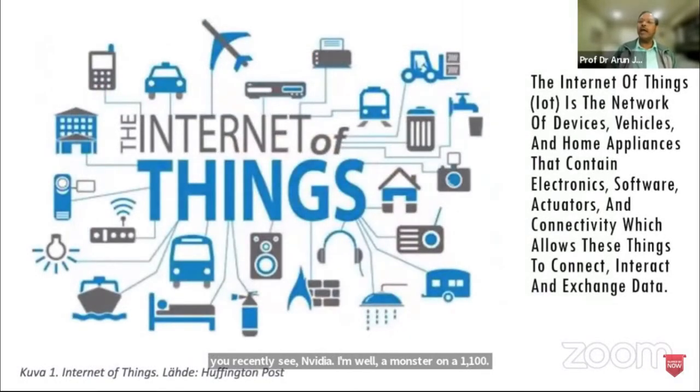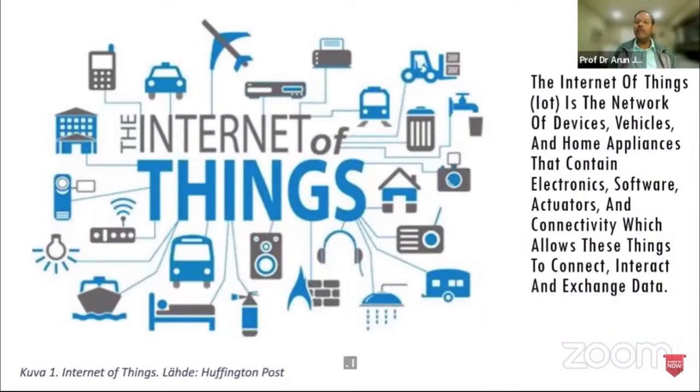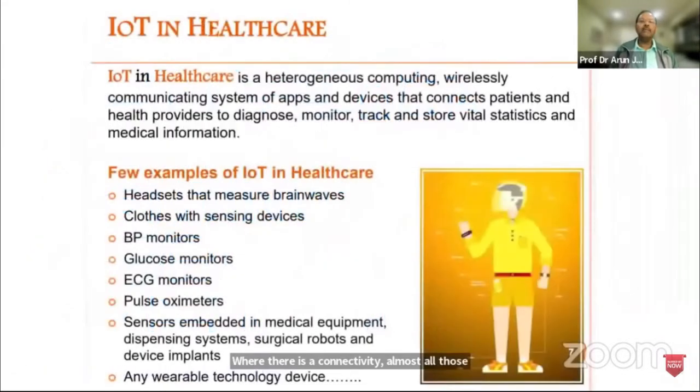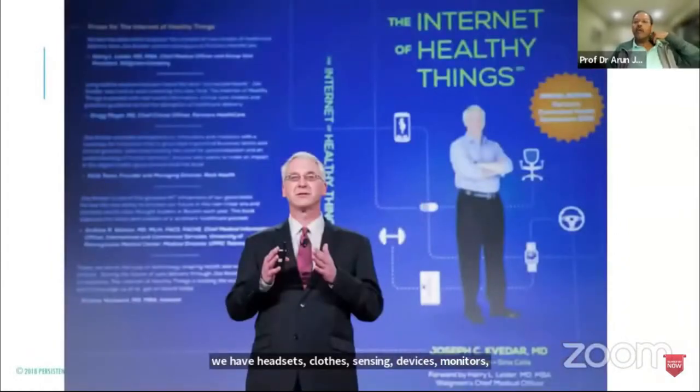So, in addition to the AI, we need to talk about two other things. One is called IoT, that is Internet of Things, where there's connectivity of all those equipments to the internet. And then we have what is called IoT for healthcare, where we have headsets, clothes, sensing devices, monitors, glucose monitors, ECG monitors, pulse ox, and everything. And that's why now we call it Internet of Healthy Things.